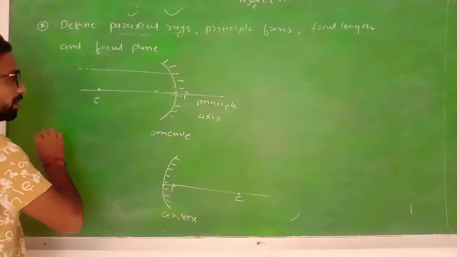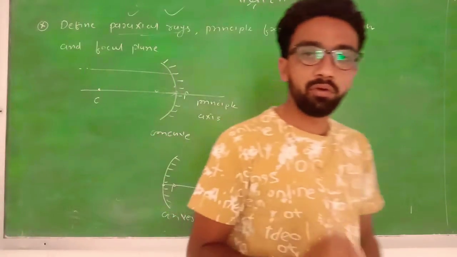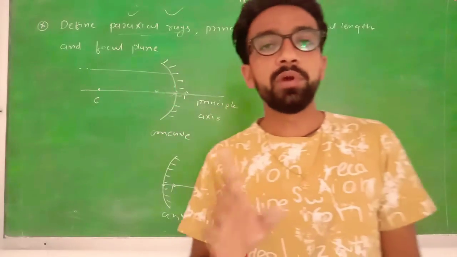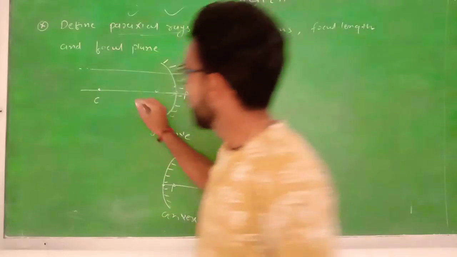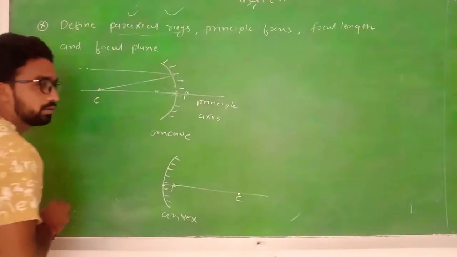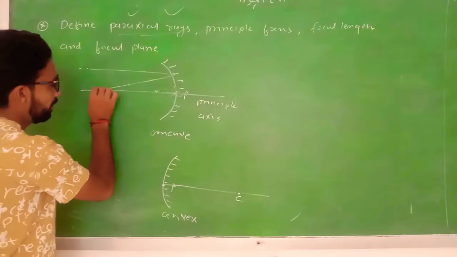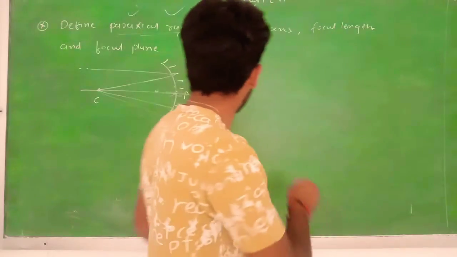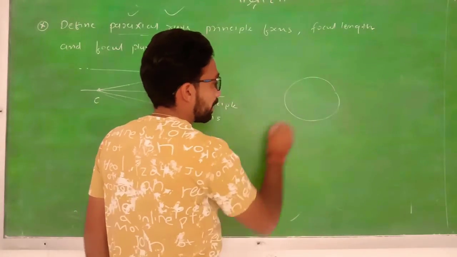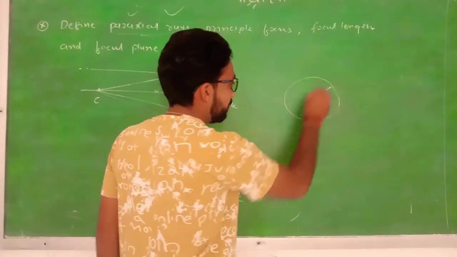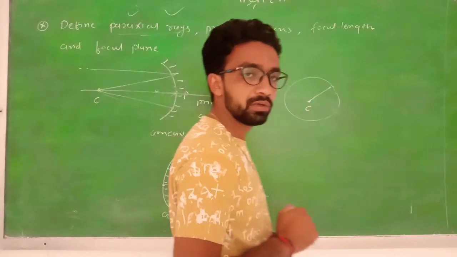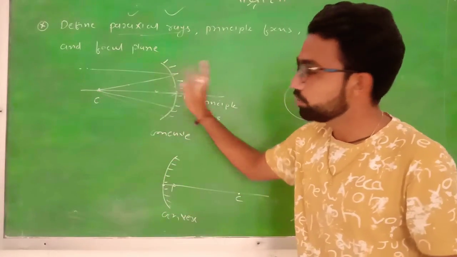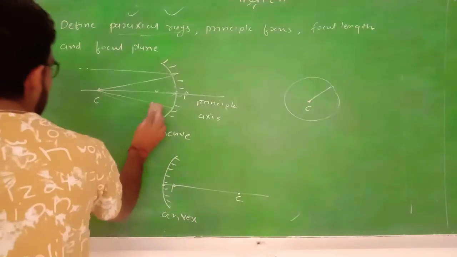Now, when you draw a line from the center of curvature to the mirror, that is the normal to the mirror. Please keep in mind, whenever you draw a line, this is normal to the surface. Whatever lines you draw, these are all normals, because this is part of a sphere. Whenever a line is drawn from the center to the circumference, that is the normal to the surface. So whenever you draw a line from the center of curvature to the mirror, that is normal to this surface.